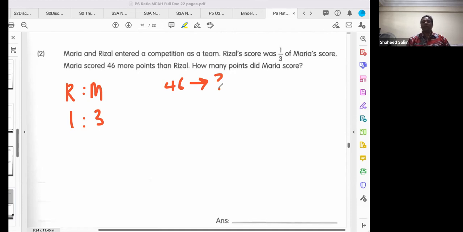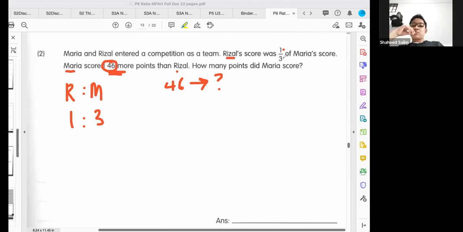You got to read this sentence and you have to ask yourself how many units. So read it carefully. Come on. Come, read this one and ask yourself how many units is this? Maria, come on, you can do this. It's all in your head. Remember Roger Bannister. Maria scored 46 more points than Rizal. How many units is this? Rizal got 1 unit. Is it 3?